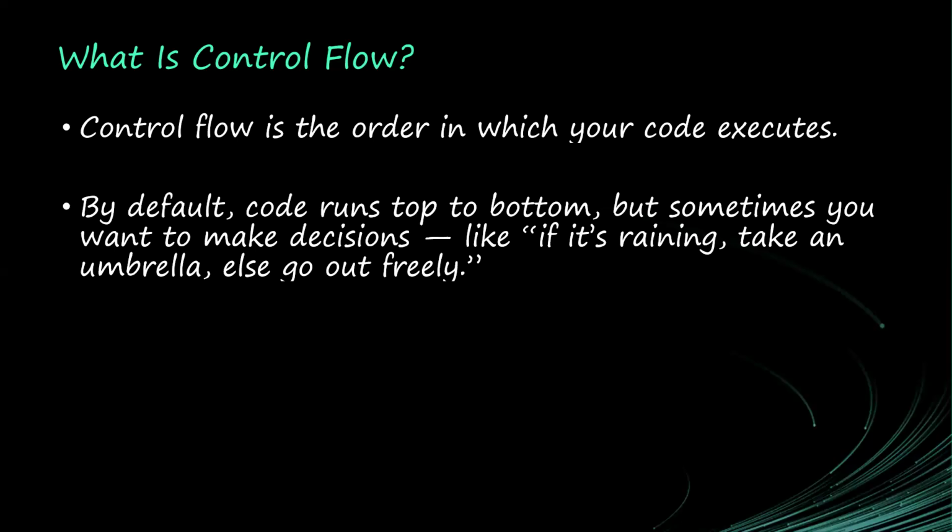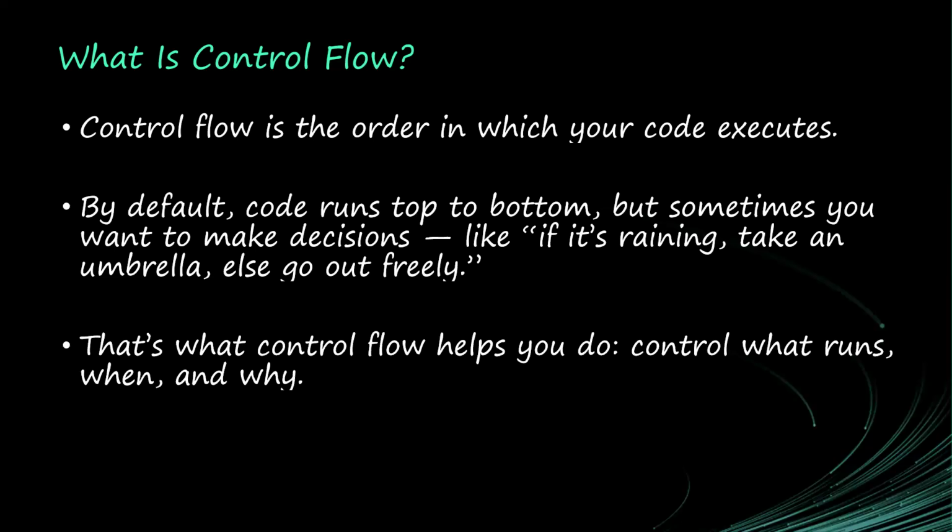But because there is the possibility that it might rain, and if it rains, you will not feel good because you'll be wet, what you do is check, oh, does it look like it's going to rain? Or you can check the weather forecast to see if it's going to rain. If it's going to rain, you take an umbrella. Or else, if it's not going to rain, the weather is very okay, you can just go out. So these are the kinds of conditions you check, the kinds of decisions you make when you're writing your code. That's what control flow helps you do. It controls what runs, when, and why.